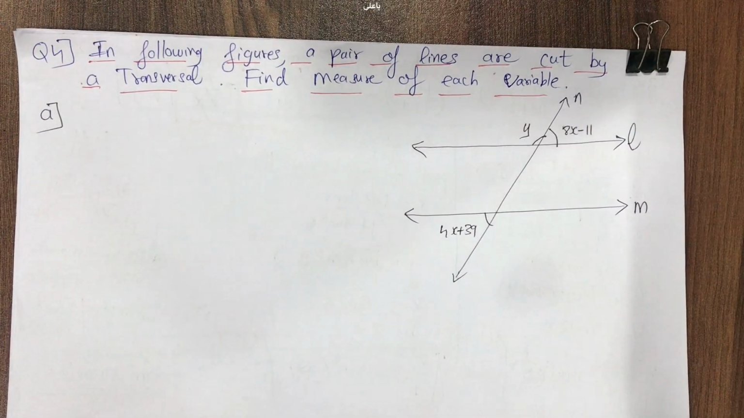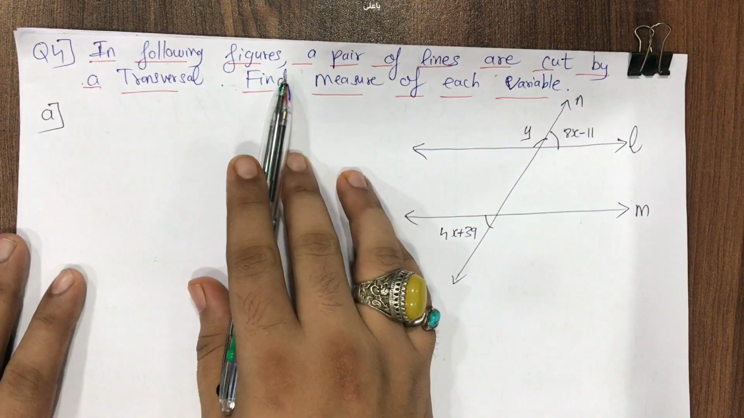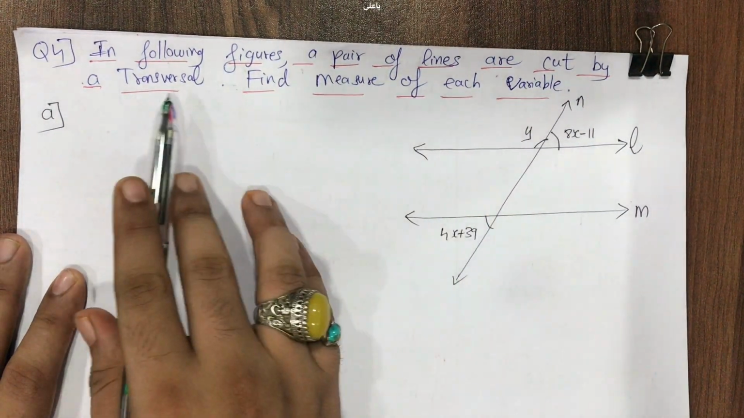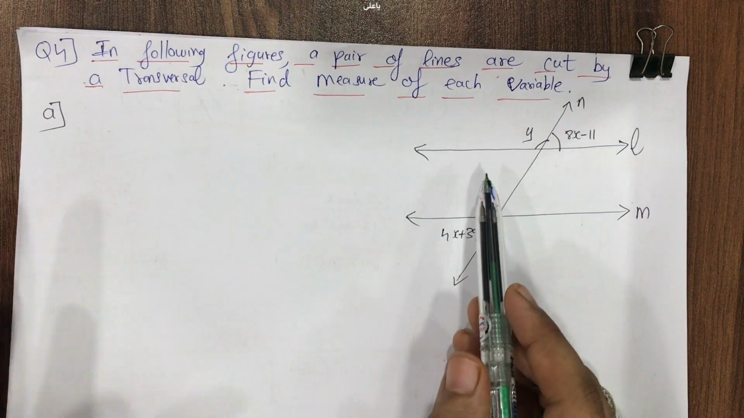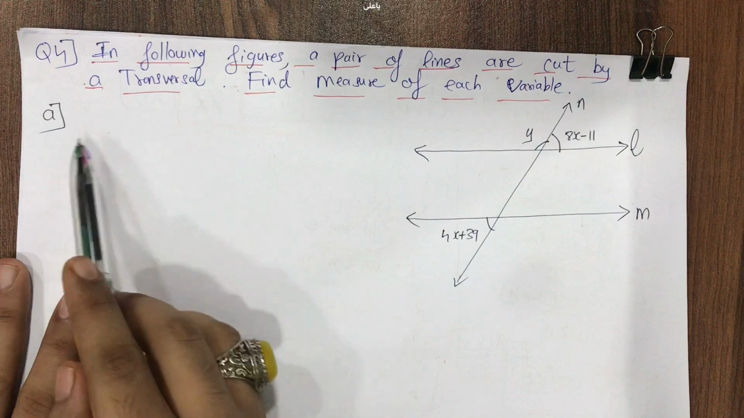Welcome students. The fourth question of your textbook: In the following figures, a pair of lines are cut by a transversal. In this question number 4, we have different sub questions. So I'm solving sub question A.